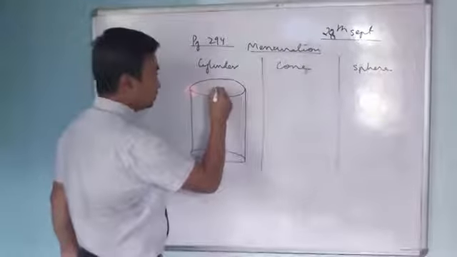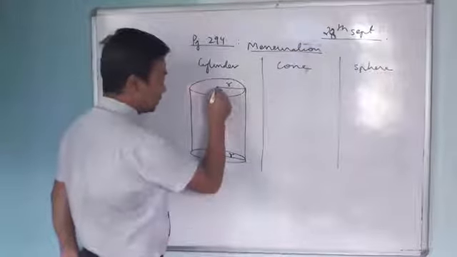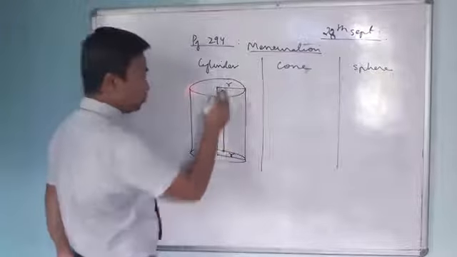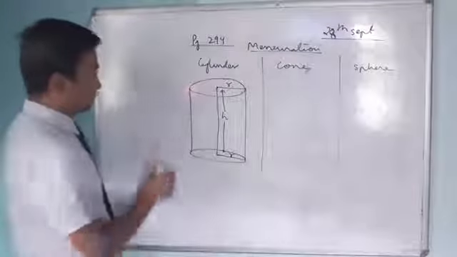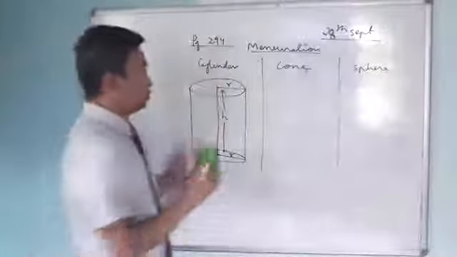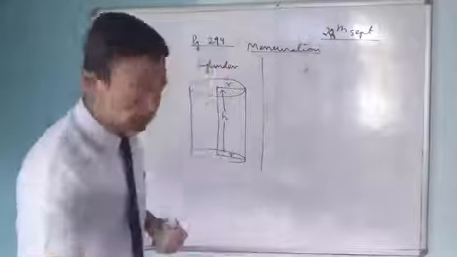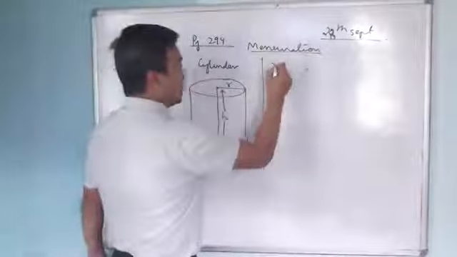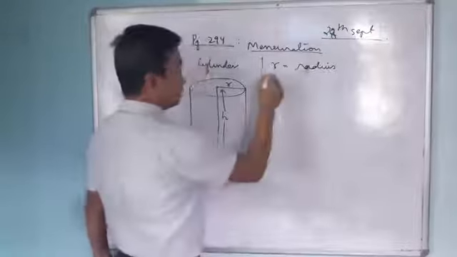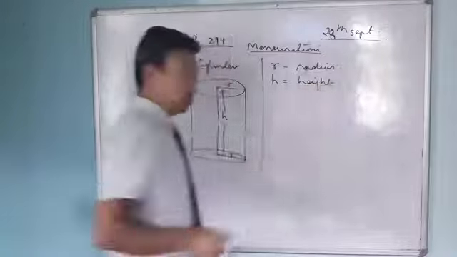So here these are the two circular faces. We have got radius here, and here also we have got radius, and this is the height. So these are the two nomenclature you have to keep in mind in the cylinder. The cone and sphere we will be doing in the next class. So today I'll just concentrate on the cylinder. Now you see that this r is the radius and this h is the vertical height.